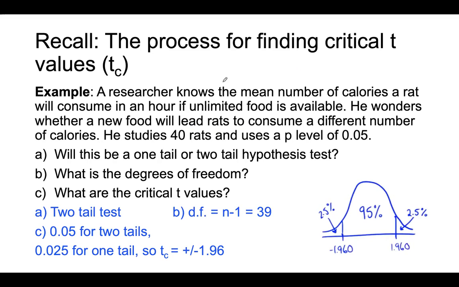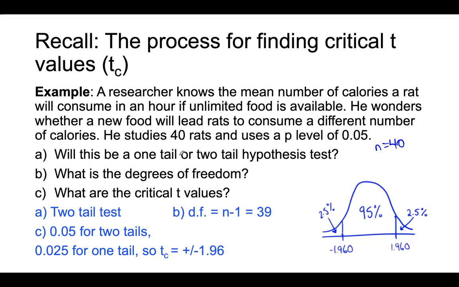Let's remember kind of what we did previously. Let's say we have a researcher who knows the mean number of calories that a rat will consume in an hour if unlimited food is available. He wonders whether a new food will lead rats to consume a different number of calories. So he studies 40 rats. So we know our N is equal to 40. And he uses a p level of 0.05.